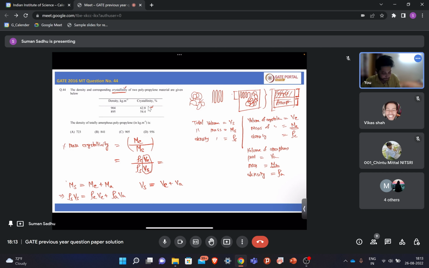So for that, we have to replace the VA term in terms of VS and VC. If we replace VA, sorry, this is rho S VS is equal to rho C VC plus rho A VA, and VA will be VS minus VC. So from this equation we can get VA is equal to VS minus VC.